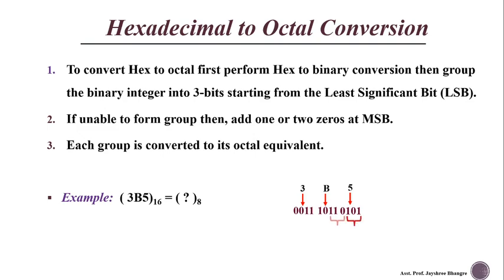So this is the first group, second, third, and this is the fourth group. Now we have to write the equivalent octal numbers of these groups. So this is 5, 110 is 6, again 6, and 001 is nothing but 1. So we get the answer that 3B5 in hex is nothing but 1665 in the octal number system.